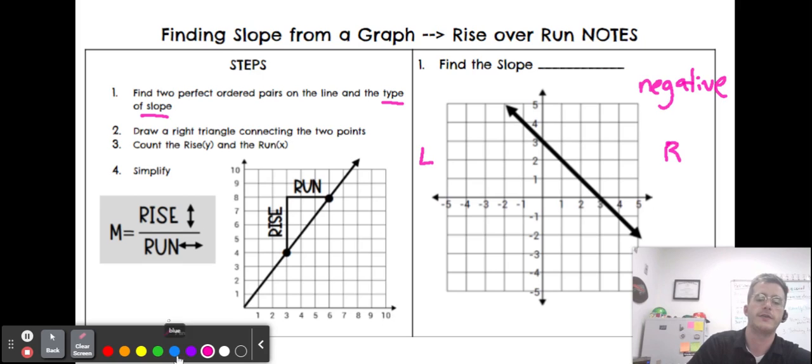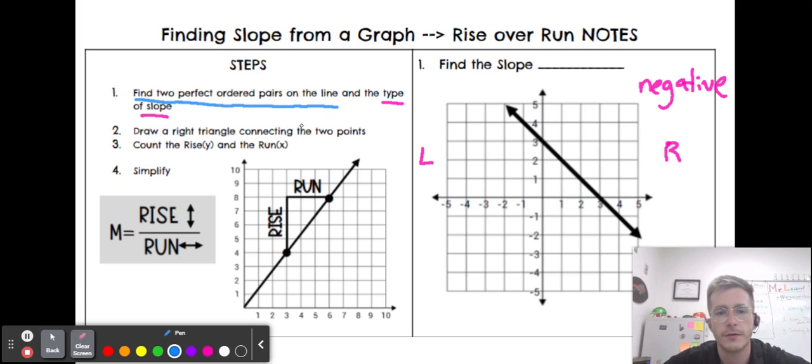All right, now let's try to find 2 perfect ordered pairs on the line. So just like we were talking about yesterday, a perfect coordinate or a perfect ordered pair would go perfectly through the grid, right? So I'm looking for a vertical line and a horizontal line to be crossing through my line I'm trying to find the slope of.